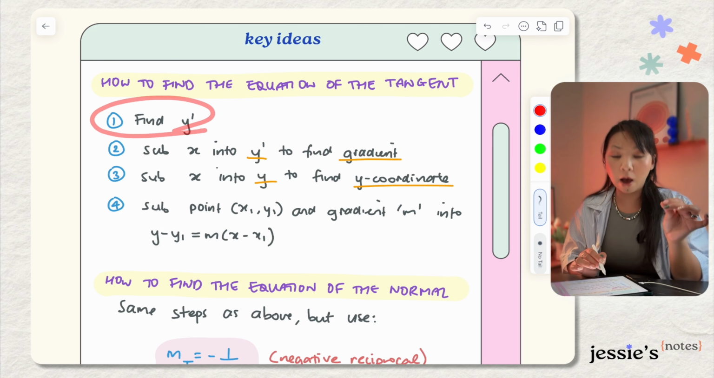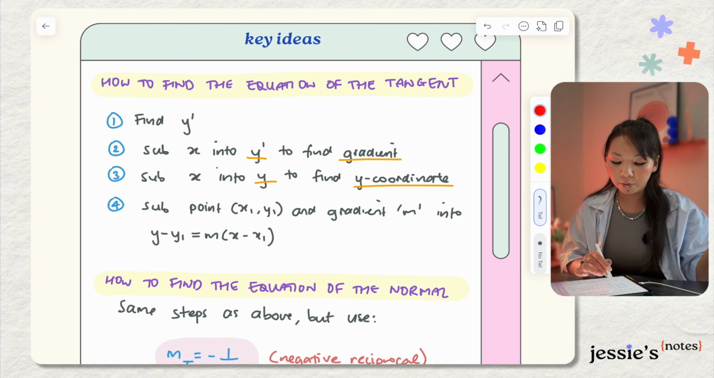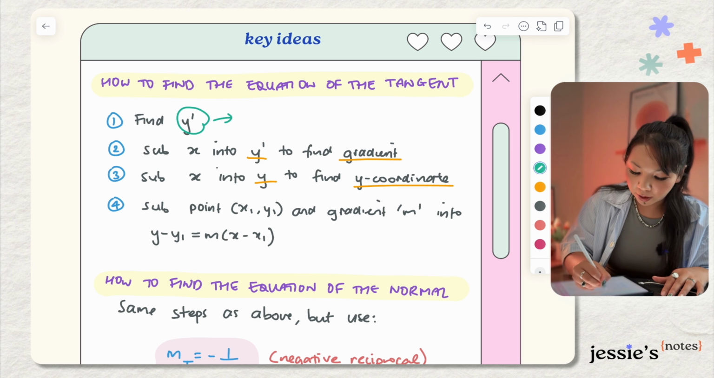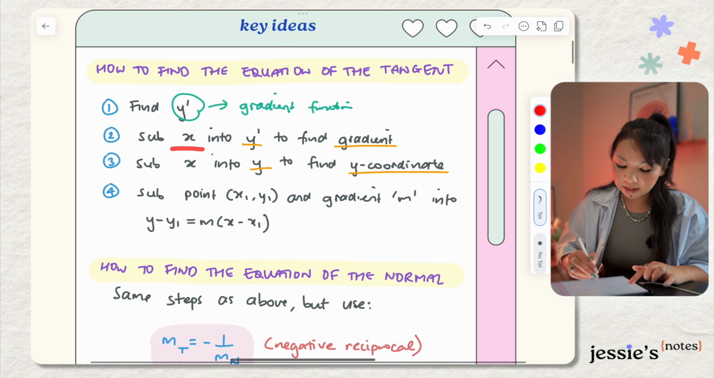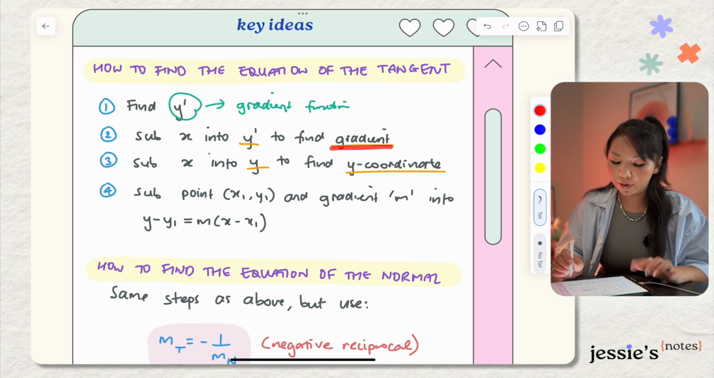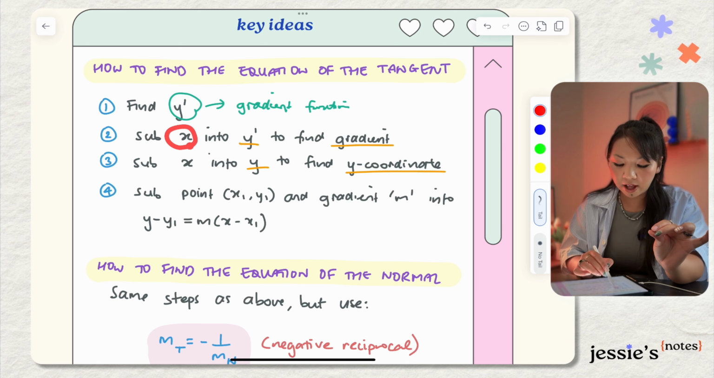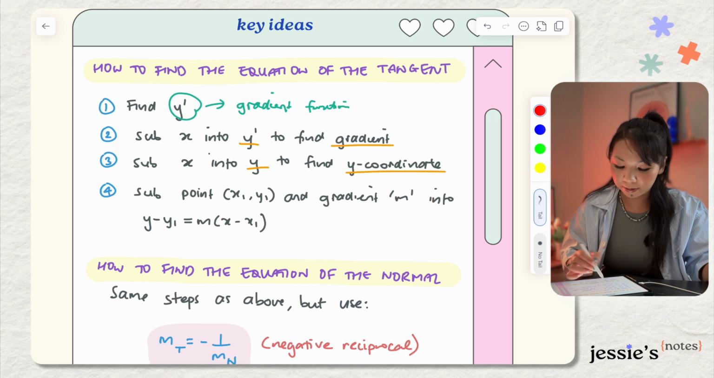So first of all, our number one step is to find y dash, find our derivative. The reason why is because our derivative is also denoted as the gradient function. It's the function that spits out the gradient. The second step is to sub x into y dash to find the gradient. That's right. If that's the gradient function, you need to plug in a particular x value into that derivative so that it spits out the corresponding gradient.